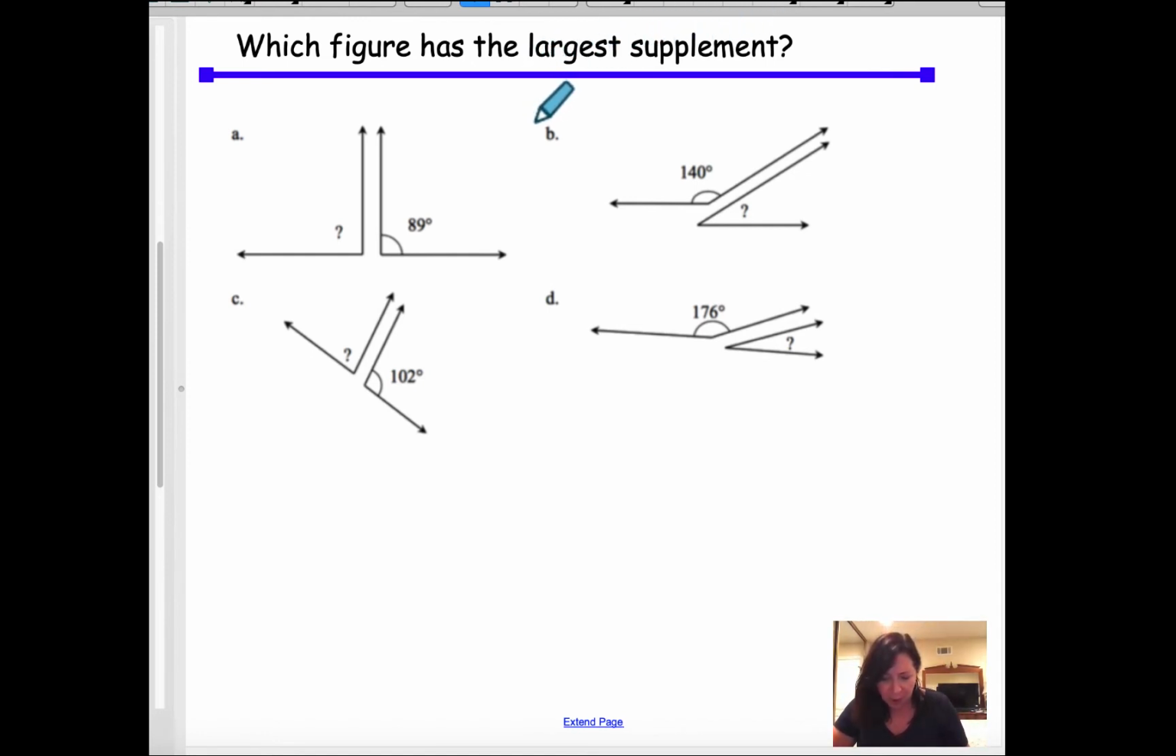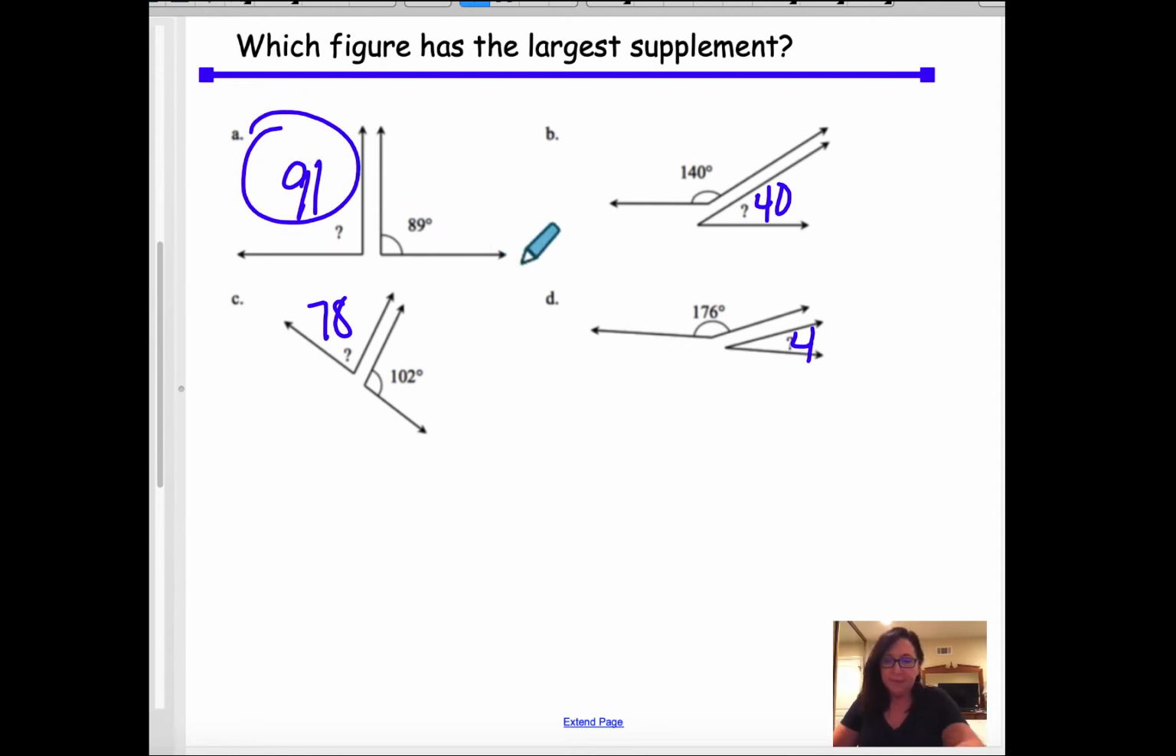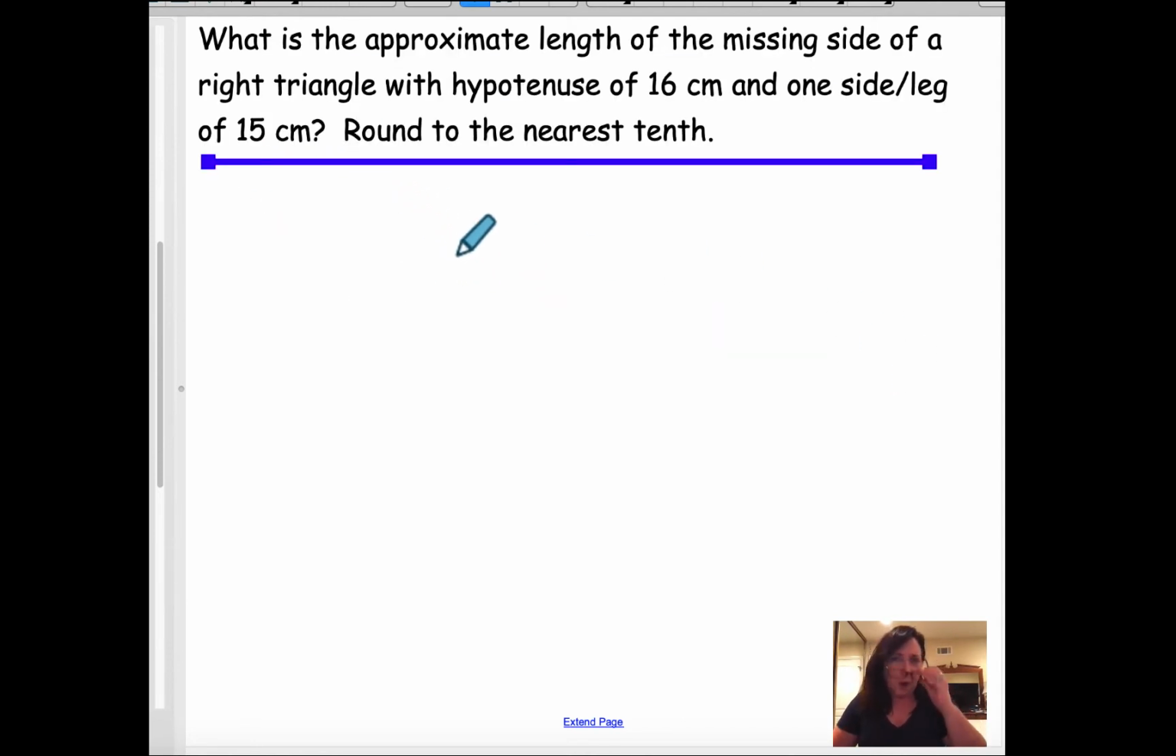So if you think about all the different values, you've got 180 minus 89. What is that? 91. You've got 102 from 180, that's going to give me 78. You've got 140 and 40 gives me 180. And then what is that? 176. Yeah, and 4 gives you 180. So which one's the largest supplement? A.